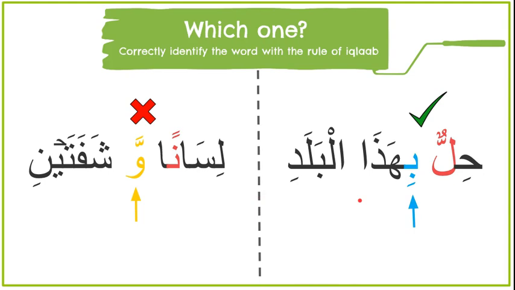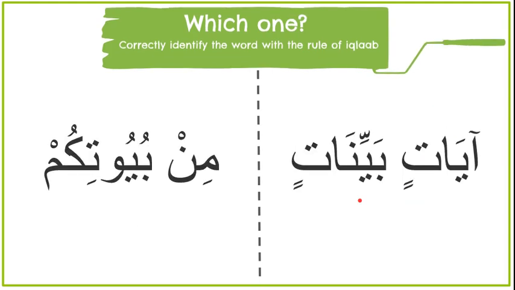Going back over here, we would next read the Tanween sound with a Meem. So instead of Hillun, it will be Hillum. And lastly, we would read it with Ghunna. It would be Hillum bihadha al-baladi. One more time. Hillum bihadha al-baladi. Excellent, mashallah. Another one for you.